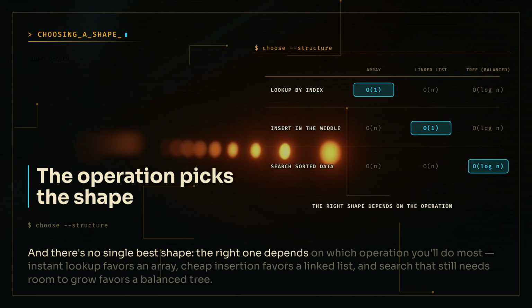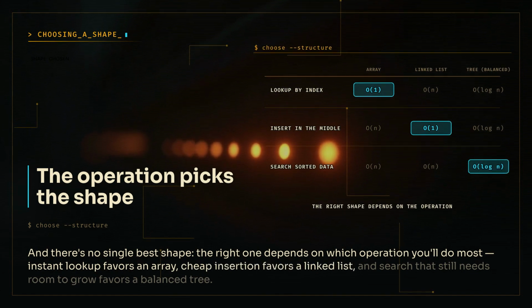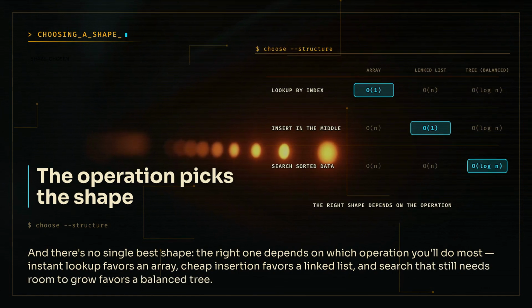The right one depends on which operation you'll do most. Instant lookup favors an array. Cheap insertion favors a linked list. And search that still needs room to grow favors a balanced tree.